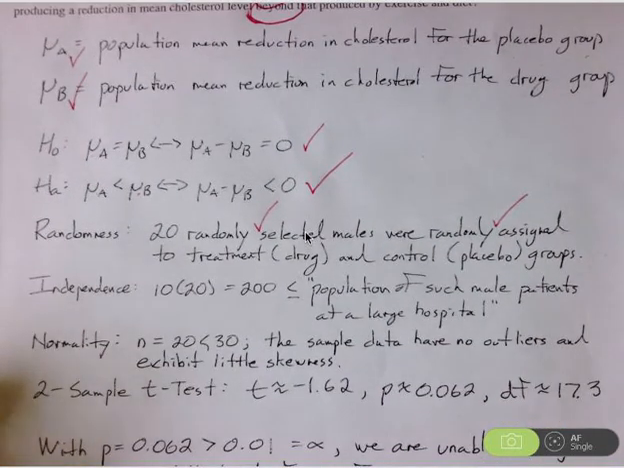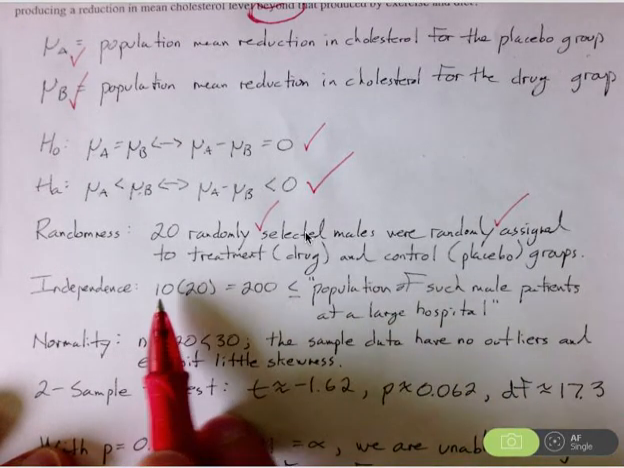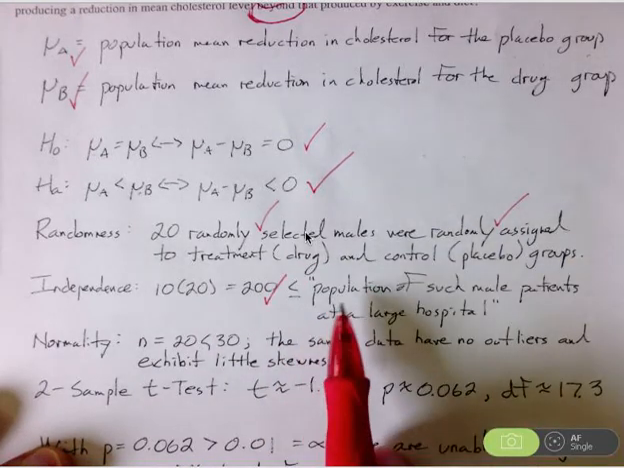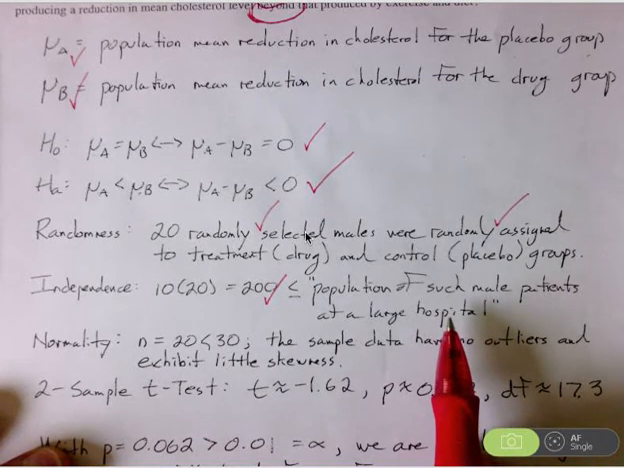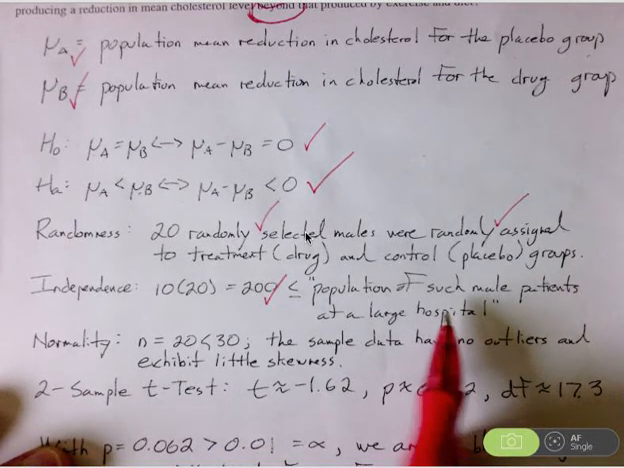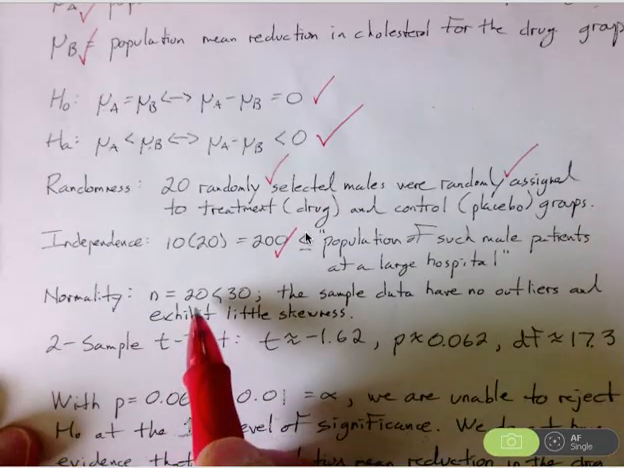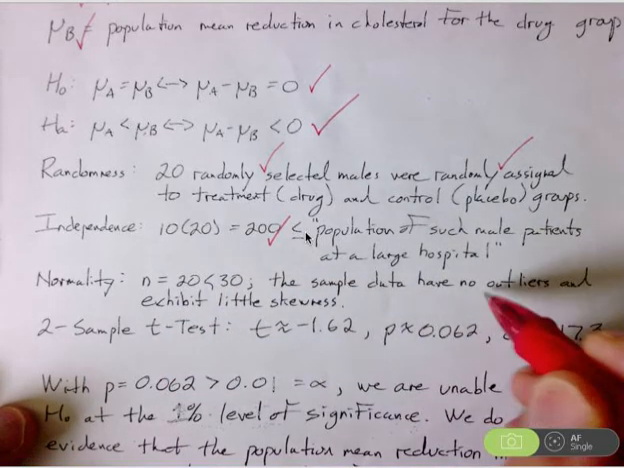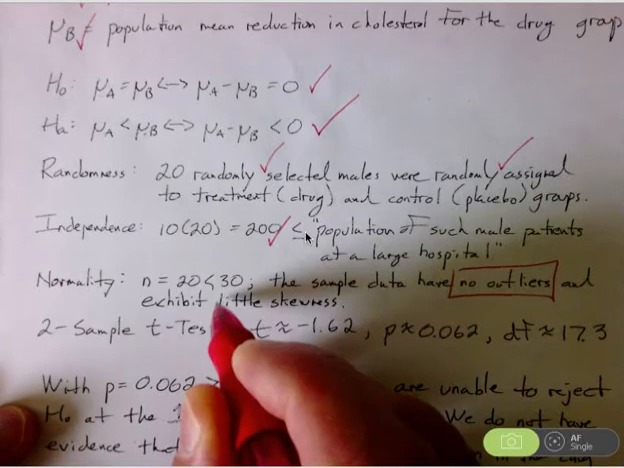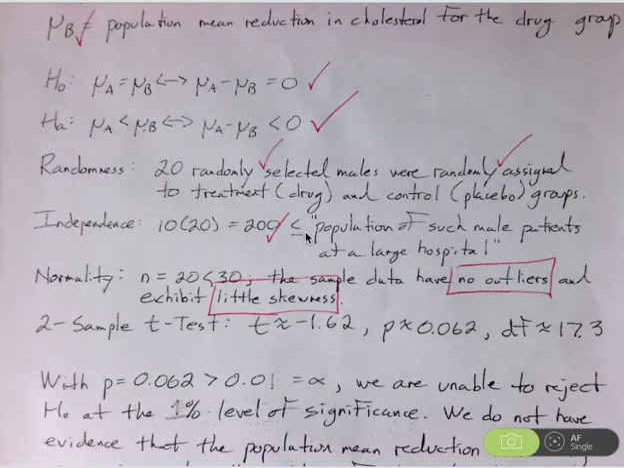That's important. In terms of independence, the question says we have selected 20, so 10 times 20 would be 200. I want to believe that the, quote, population of such male patients at a large hospital, that's how it came from the wording in the question, I would hope that that population is more than 200 in terms of my independence. And then for normality, understand my sample size is combined 20. That's less than 30, so that's not enough to invoke the central limit theorem. But if we look at the sample data, you can see that there are no outliers. You can also see that the sample data exhibit little skewness, so it's okay to use the 2-sample t procedures.